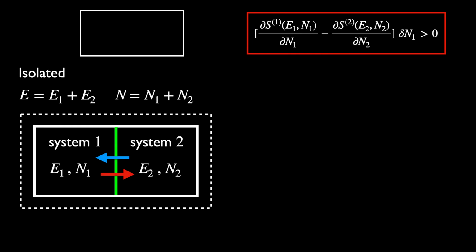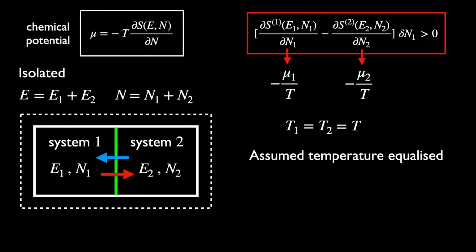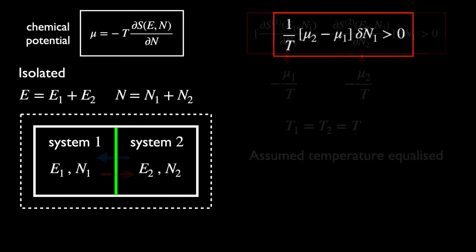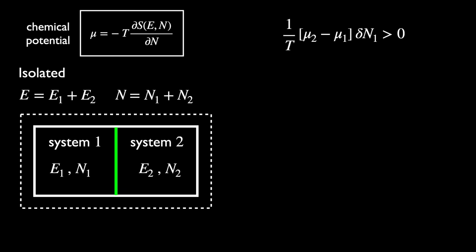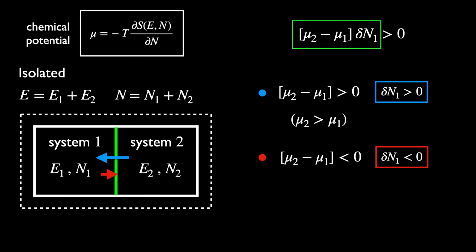Now apply our definition of chemical potential. Note that T1 and T2 are equal due to our earlier assumption. We can just divide away 1 over T. Again, this inequality can only be satisfied if these two terms are both of the same sign, leading to two cases. The first case is when particles flow towards system 1, which has the lower potential. For the second case, they flow towards system 2, which now has the lower potential.